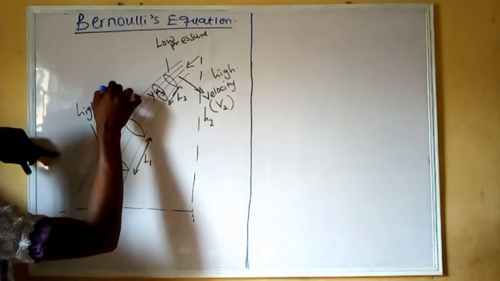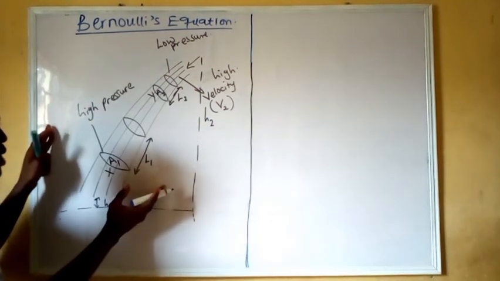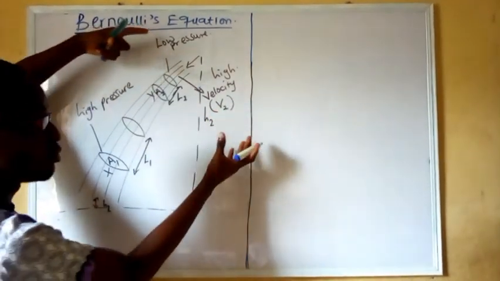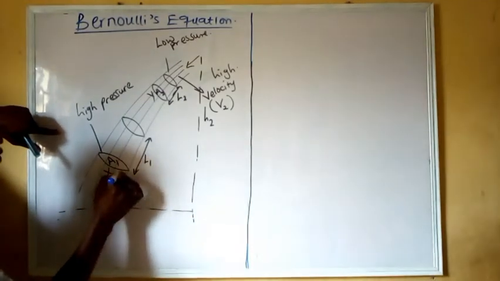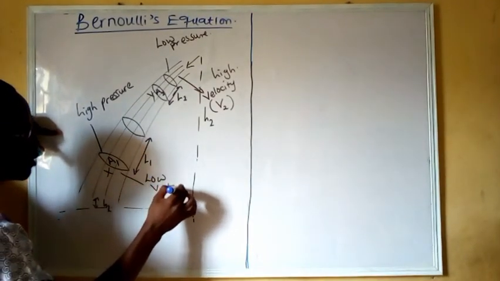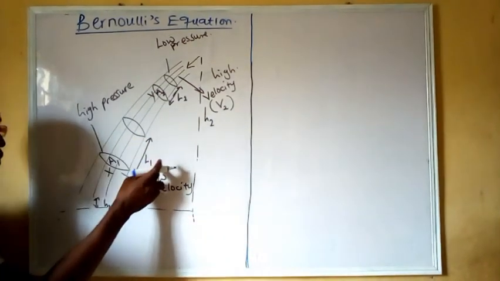Why? Because the cross-sectional area is now wider, bigger. So we're going to have high pressure at this point, and low pressure here because the cross-sectional area is still relatively small at this point. Then we are going to have low velocity here, because the cross-sectional area is larger now. And at this point L1.